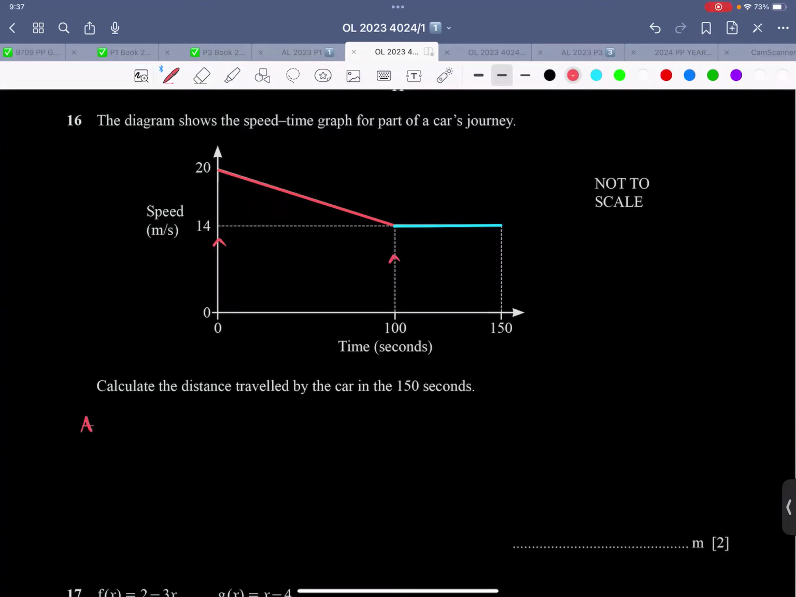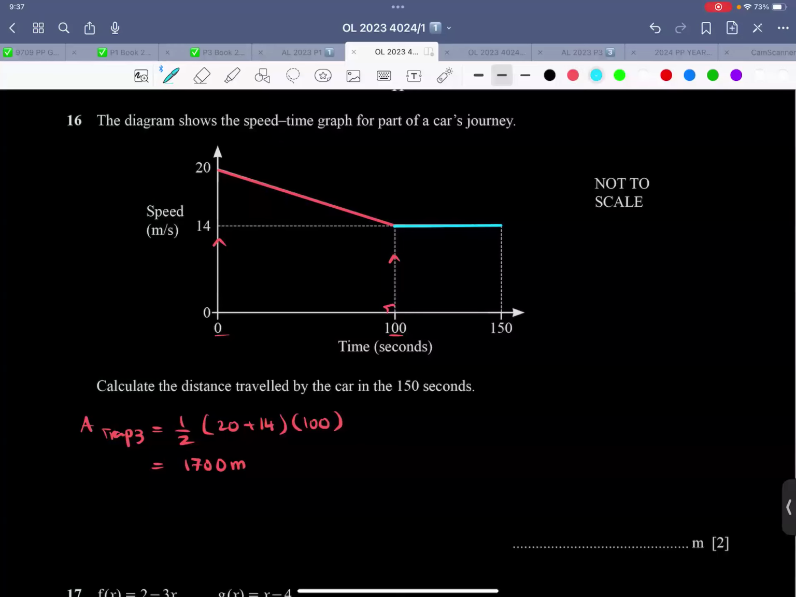So the area of the trapezium equals half the sum of the parallel sides, that's 20 and 14, multiplied by the height, that is 100. So 20 plus 14 is 34, 34 divided by 2 is 17. So this is 1700 meters, because it's in meters per second.